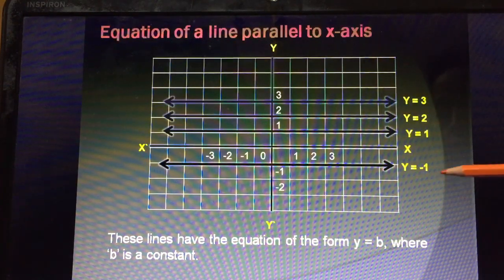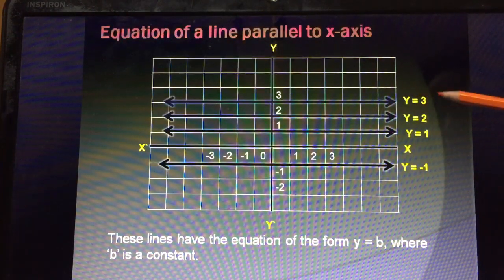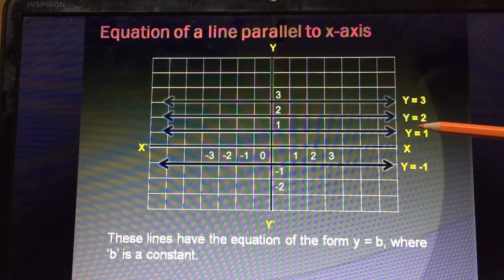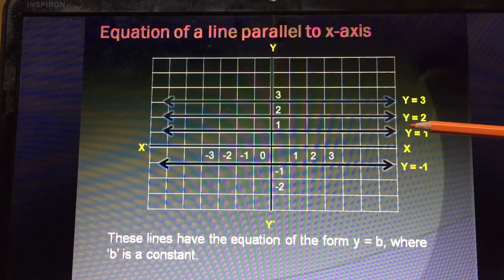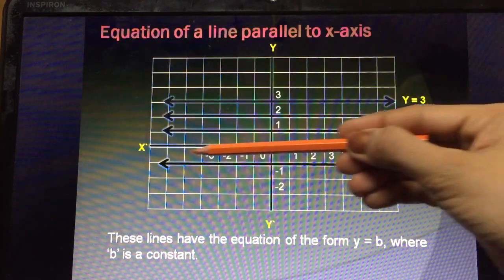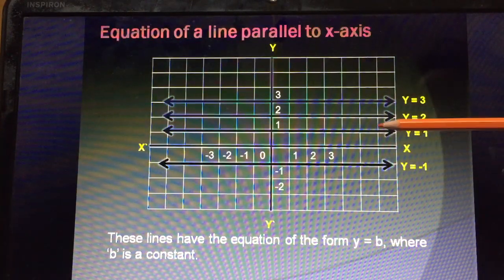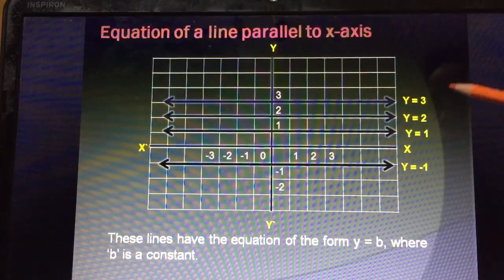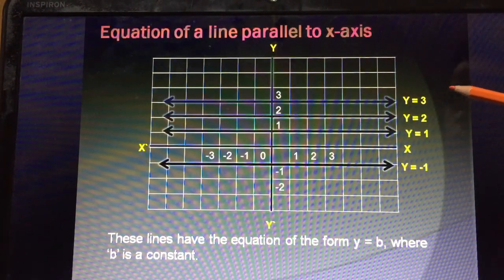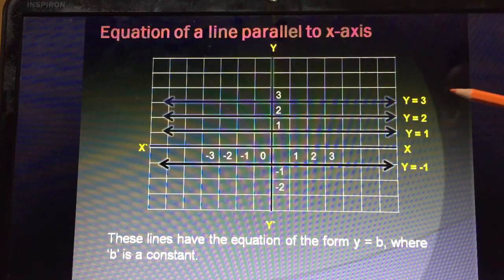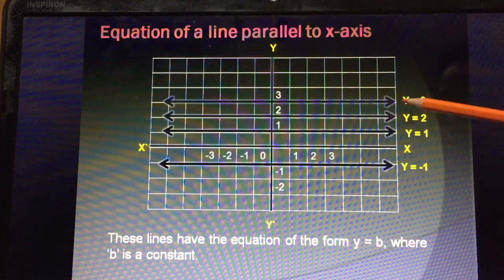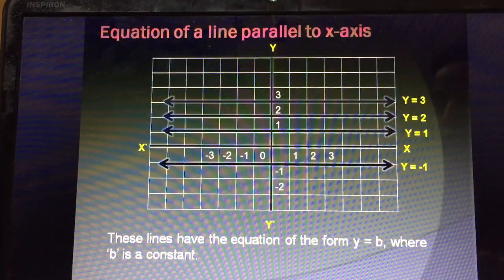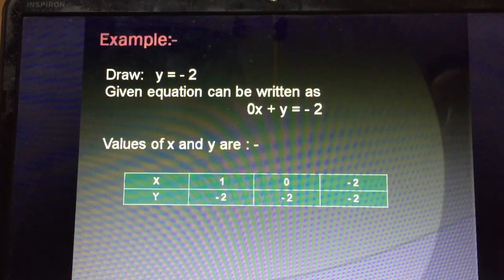Such an equation which is in the form y equal to b shows that it will be, on the graph paper, a line which is parallel to your x-axis, your x dash x, just parallel lines. Got it? जो भी इक्वेशन आपकी इस फॉर्म में होगी y इक्वल टू b की फॉर्म में, उन सब के ग्राफ्स कैसे होंगे? x एक्सिस के पैरेलल होंगे, जैसे ये हैं. Okay, this will be more clear with the example.